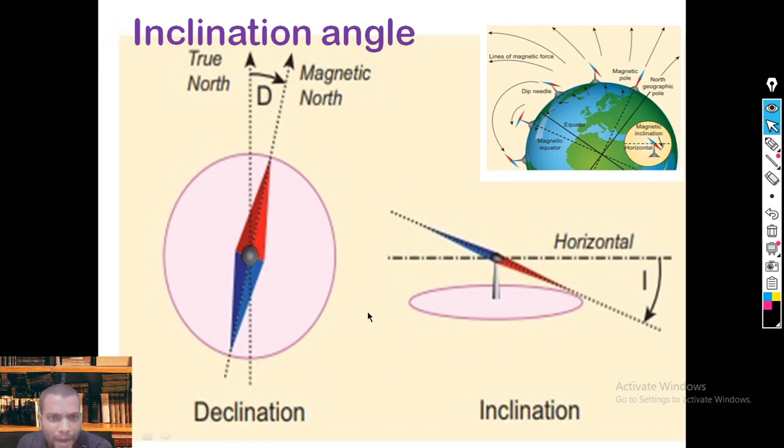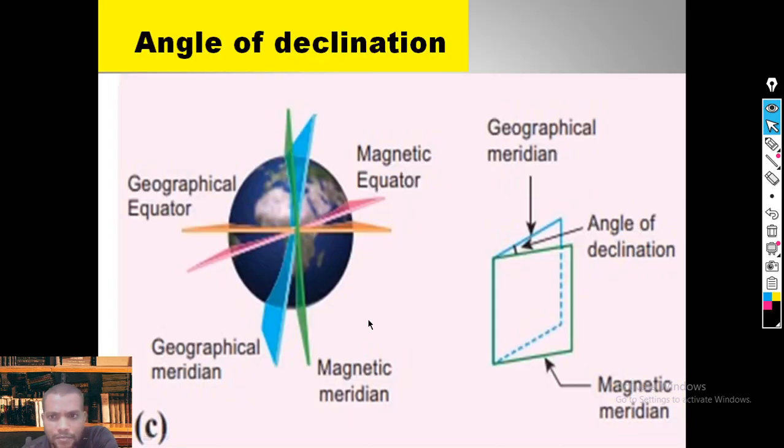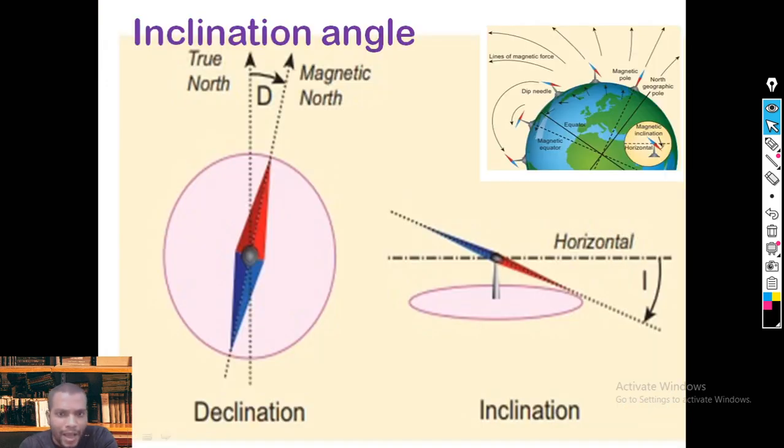After that, we need to know one more angle, known as the angle of declination. The angle of declination is the angle between the geographic meridian and the magnetic meridian planes. So the angle between the geographic meridian plane and the magnetic meridian plane of where you want to measure is known as the angle of declination. So these two angles are shown here. One is the angle of inclination, the angle made by the dip circle to the horizontal. The second one is the angle between the geographic meridian and magnetic meridian, which is known as the angle of declination.